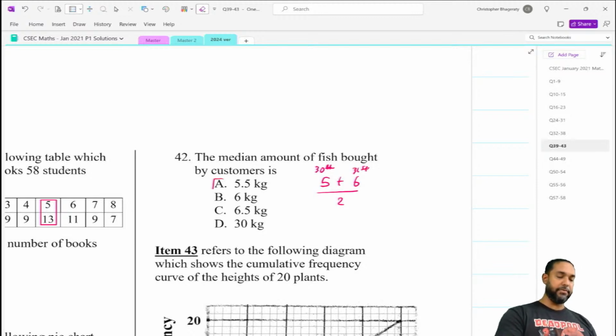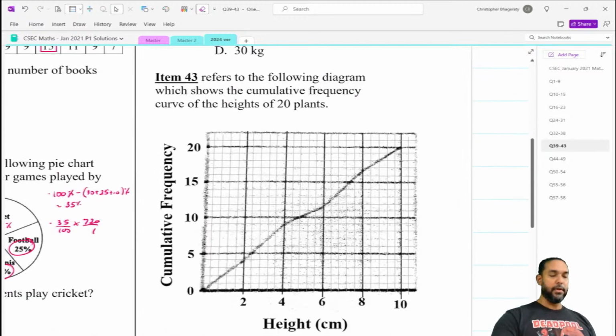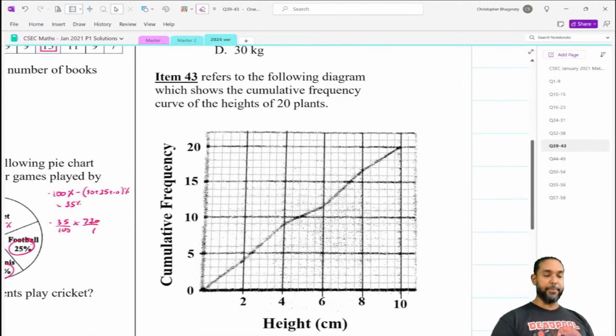Right, that's 5.5. And 43 refers to the following diagram. It shows the cumulative frequency curve of the height of 20 plants.